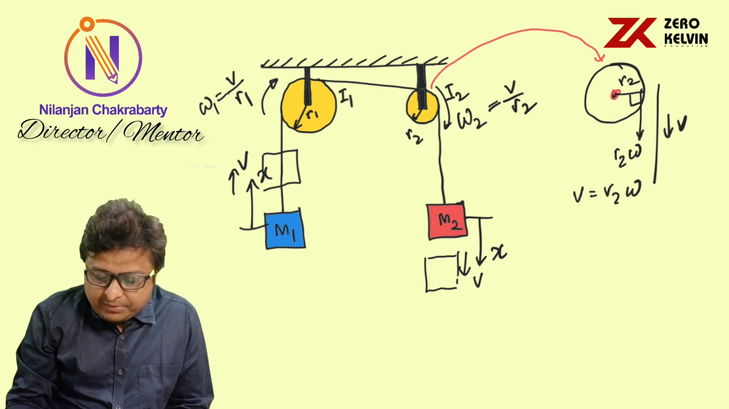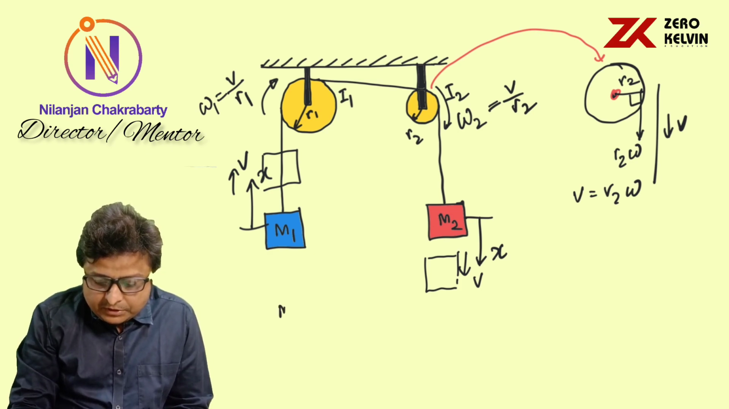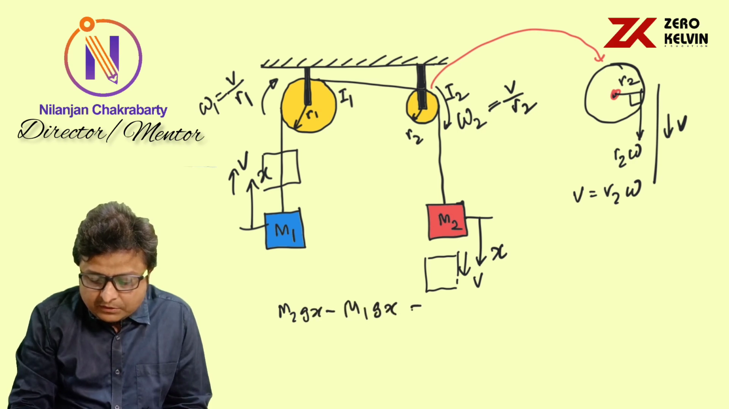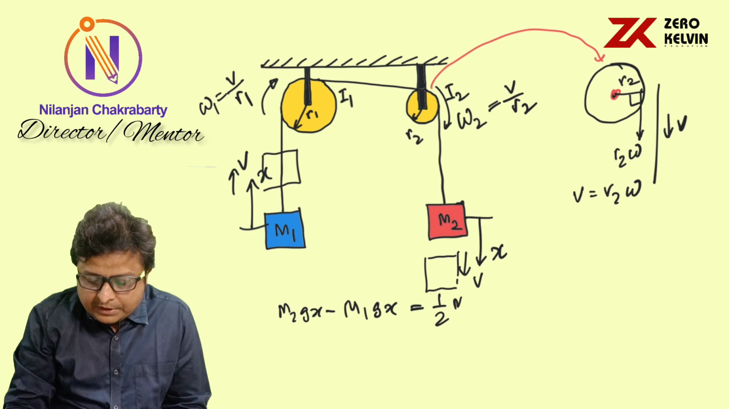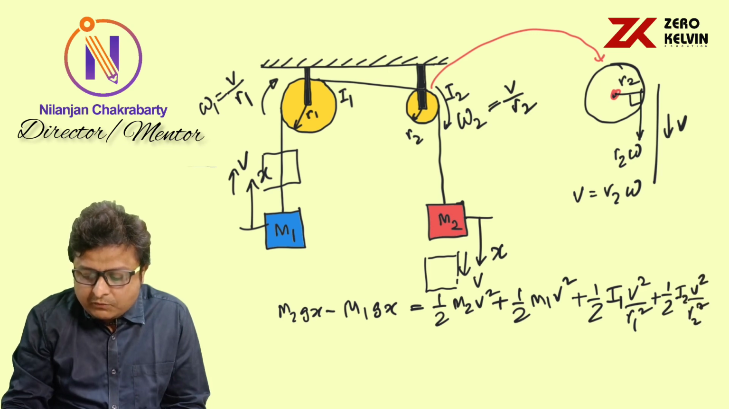Now you can apply the same method here, that is loss in potential energy. Let's write that. Loss in potential energy, m2 gx minus m1 gx, is half m2 v square plus half m1 v square plus half I1 into v square by r1 square plus half I2 into v square by r2 square.